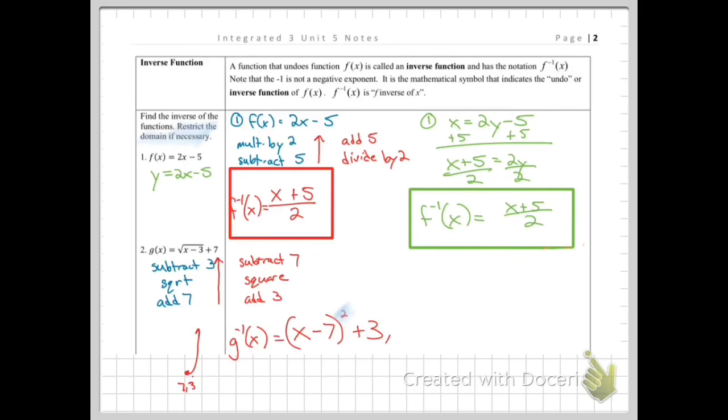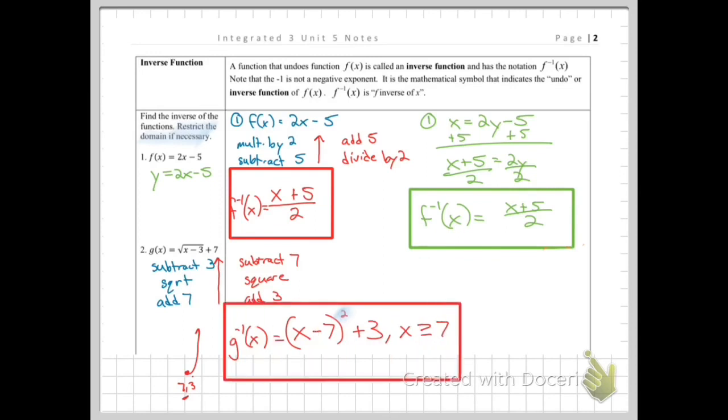So we're going to put a comma. X is greater than or equal to, and then the x value of that vertex is 7, right? We spent a lot of time on parent graphs, remembering where the x value was, opposite the parentheses. This whole thing, including the restriction, is the answer.